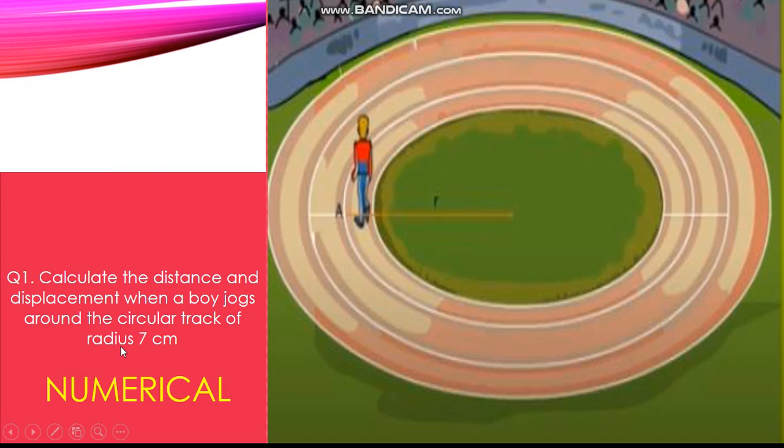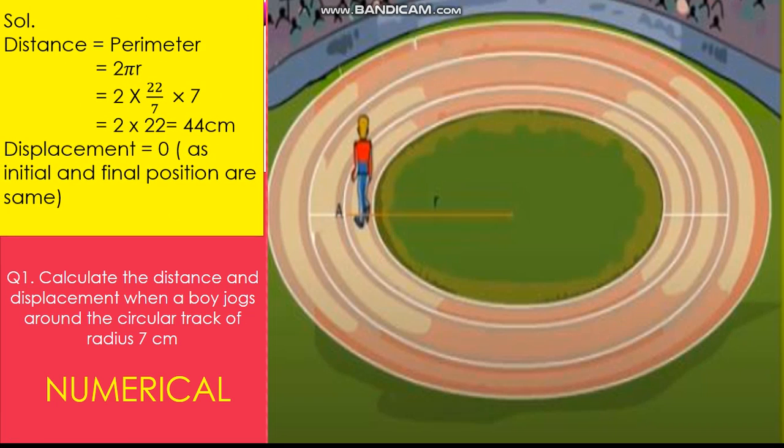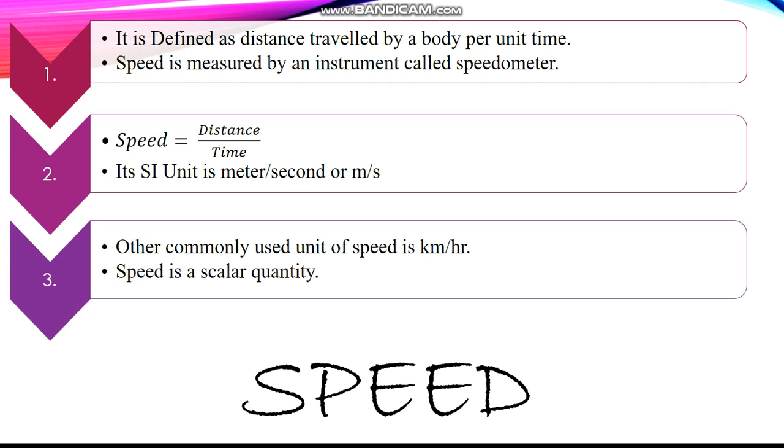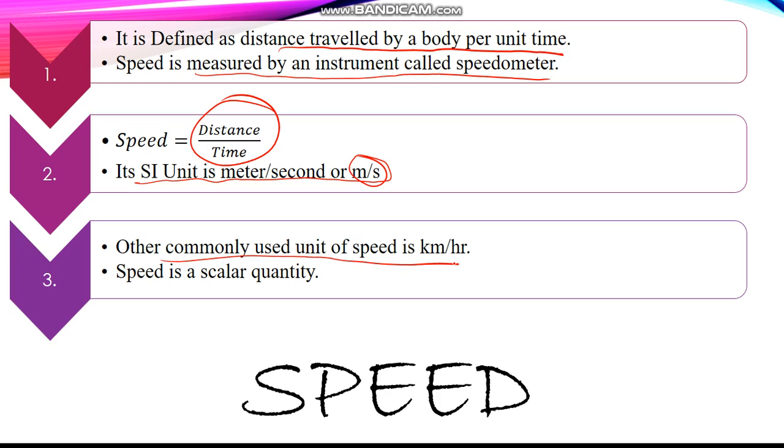I hope you all are getting it. And the displacement is, when the initial and final position is the same, then the displacement would be 0, as you can see in the solution. Okay. Now comes speed. It is defined as the distance traveled by a body per unit time. Speed is measured by an instrument called speedometer. Speed equals distance upon time. Its SI unit is meter per second or m upon s. Another commonly used unit of speed is kilometer per hour, and speed is a scalar quantity.